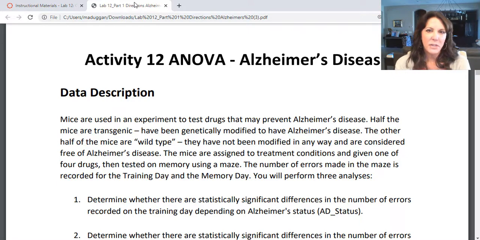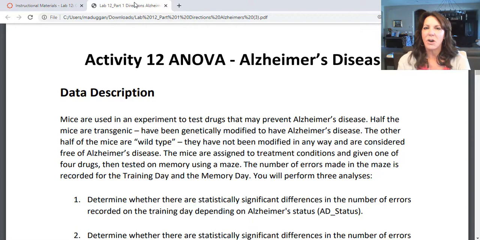So mice are used in an experiment to test drugs that might prevent the advancement of Alzheimer's disease. Half of the mice are what we're going to call transgenic, meaning they've been genetically modified to have Alzheimer's disease. And the other half of the mice are what we're going to call the wild type, meaning they haven't been modified at all. And the mice are assigned to one of 4 drug treatment conditions, 4 different drugs that are all supposed to help with Alzheimer's disease.